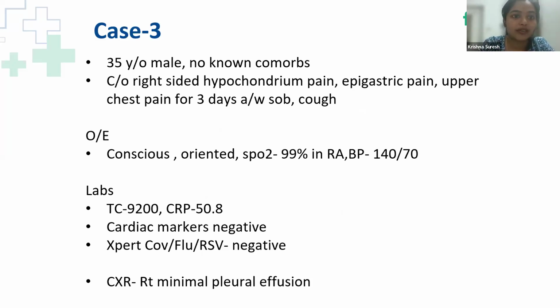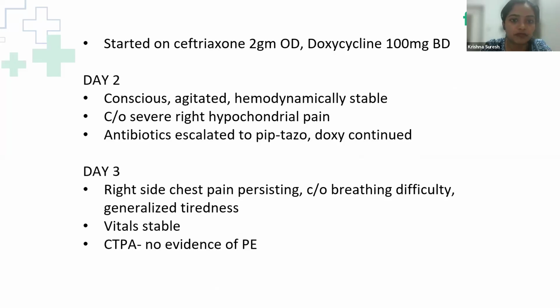Now, coming to another case, here we have a 35-year-old female who, without any comorbidity, complains of right-sided hypochondrium pain, epigastric pain, chest pain for 3 days associated with shortness of breath and cough. On examination, patient was conscious, oriented, SpO2 was 99% in room air, blood pressure was 140/70. Total counts were normal, CRP was 50.8. Cardiac markers were negative. Again, Xpert flu RSV was also negative. Chest X-ray was showing right minimal pleural effusion.